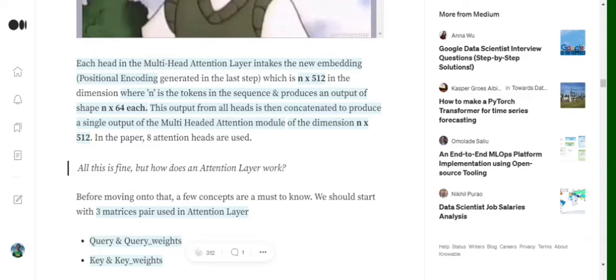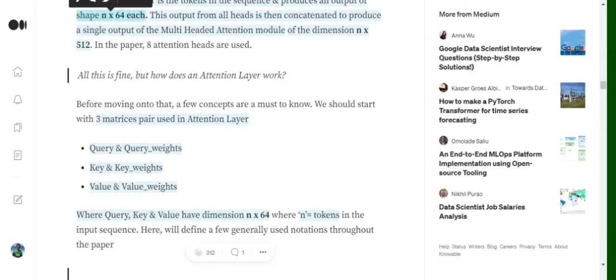So we are not dividing this matrix horizontally, like some tokens going in the first head and some other tokens going in the second. It's more like we're dividing this matrix vertically, so the embedding of each token gets divided, and the segments are fed to multiple attention heads. So an embedding size of n cross 512 gets divided into segments of n cross 64 and is fed to different attention layers. Now, moving on to how the attention layer works.